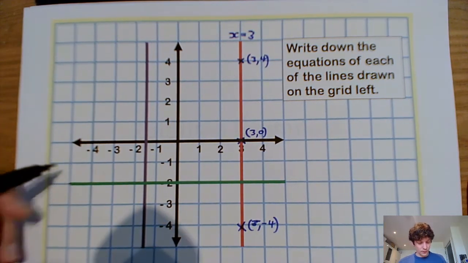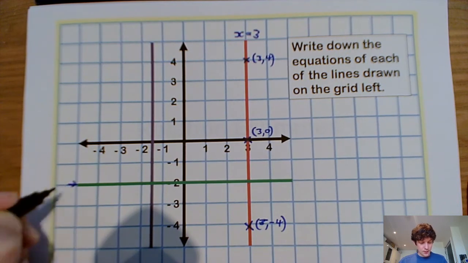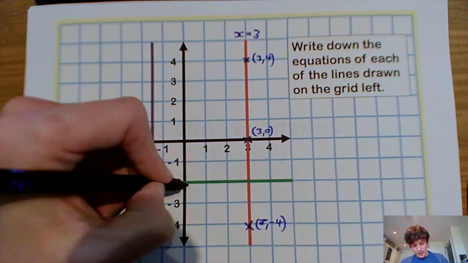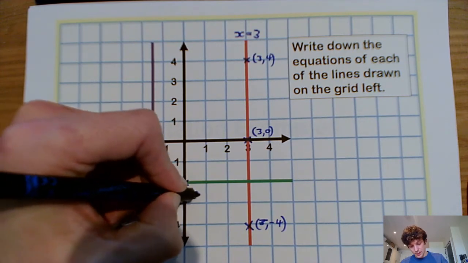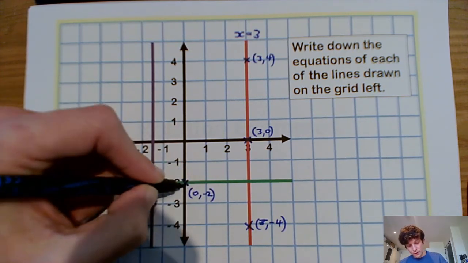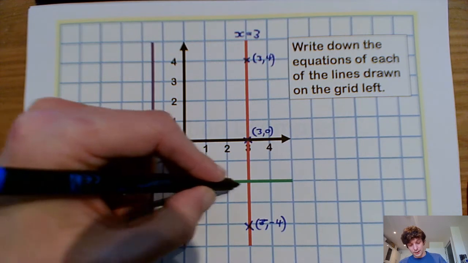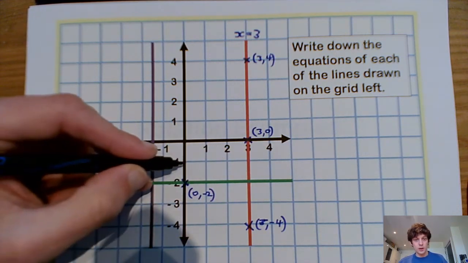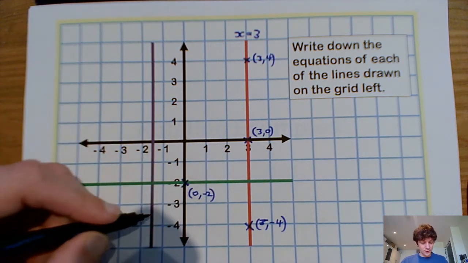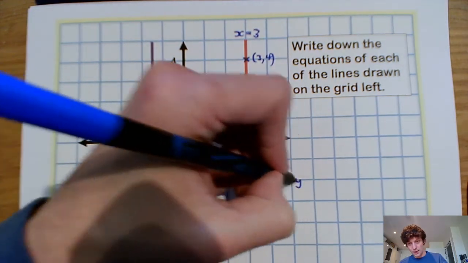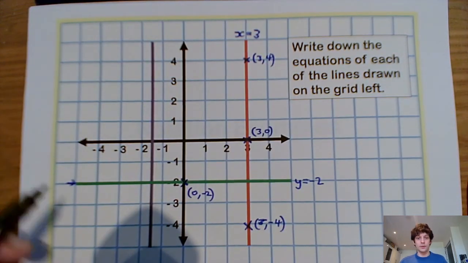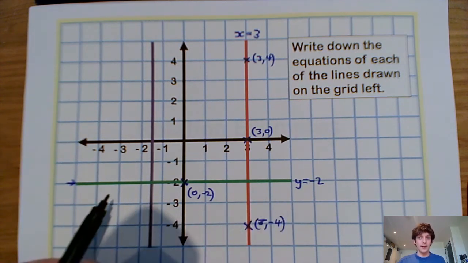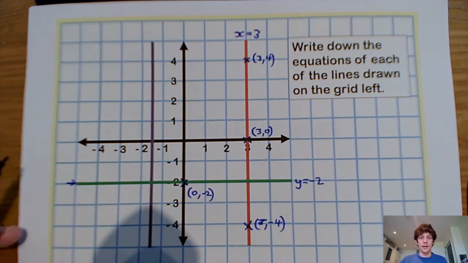If I have a look at this green line instead, so again, pick out the coordinate on the axis. Well, this time we've got (0, -2). And that x coordinate is going to change as we move across. So it's not the 0 that stays the same, it's that y is always going to be equal to negative 2. So this line is the line y equals negative 2.